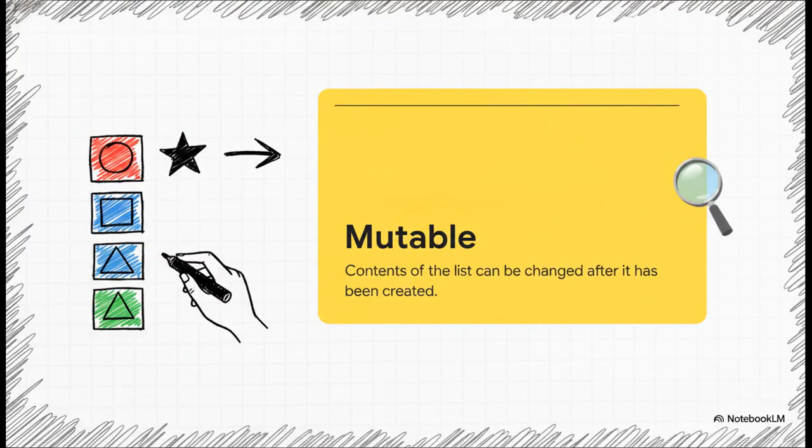Now, the absolute key word to remember here is mutable. It is a total game changer. Unlike some other rigid data types in programming, lists are mutable, which just means the contents of the list can be changed after it's been created. So you can dynamically overwrite an item, like swapping the color red for black in a list of colors without having to build a completely new list from scratch.